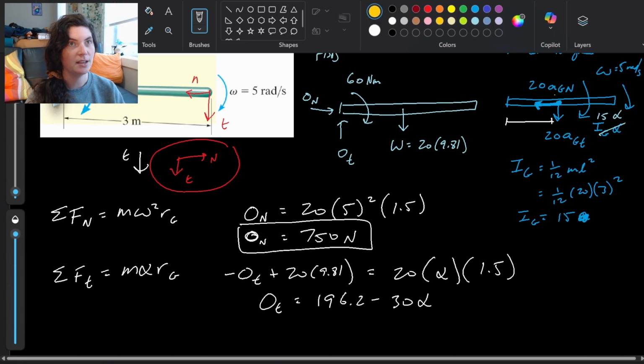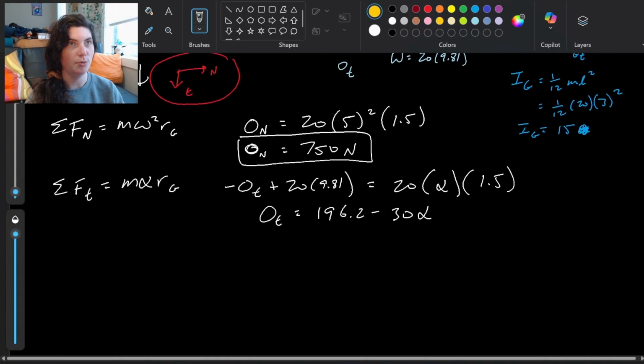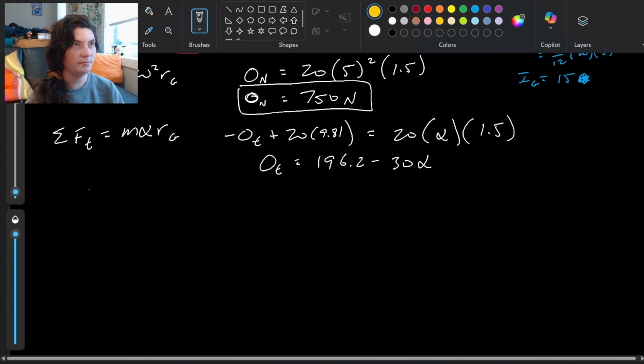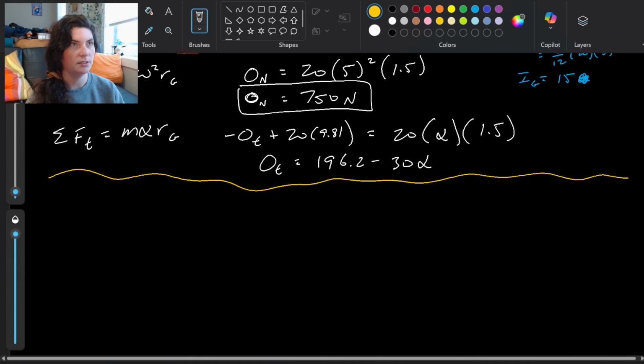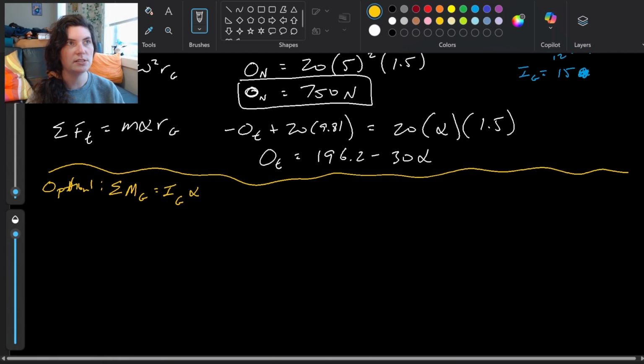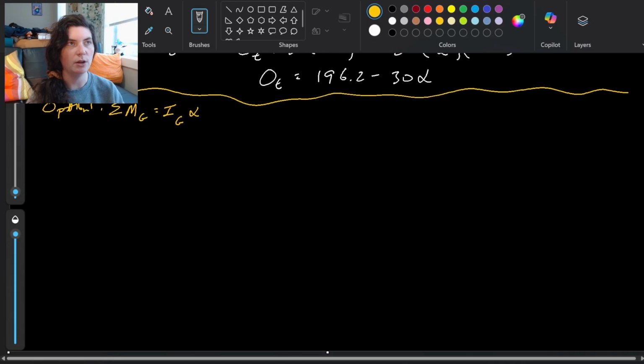So your first option for your moment equation, and let me just put it down here. So for option 1, you could do sum of moments about G equals IG times alpha. So sum of moments about G equals IG times alpha.